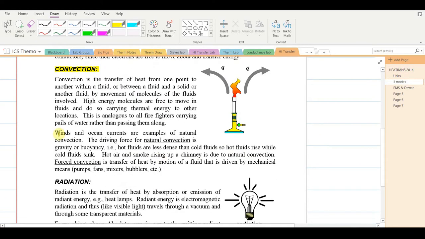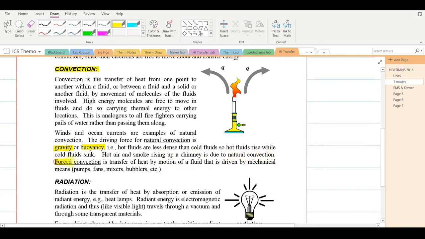Some examples: winds and ocean currents are examples of natural convection. Now, the driving force for natural convection is gravity or buoyancy. You know that hot fluids are less dense than cold fluids, so hot fluids rise while cold fluids sink. Likewise, hot air and smoke rising up a chimney is due to natural convection.